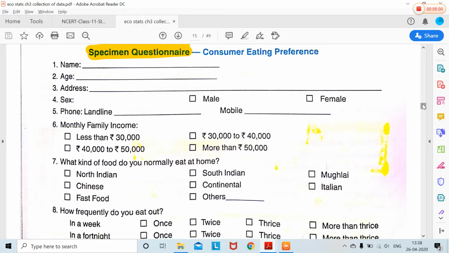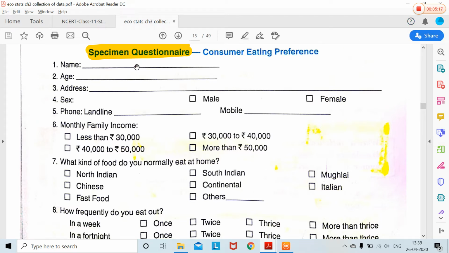So this questionnaire, the purpose is to know consumers' eating preference. How often do they go out? What type of food consumers usually like, and why? How much expenditure do they make on food, and everything like that. So let us just see how the questionnaire is prepared.